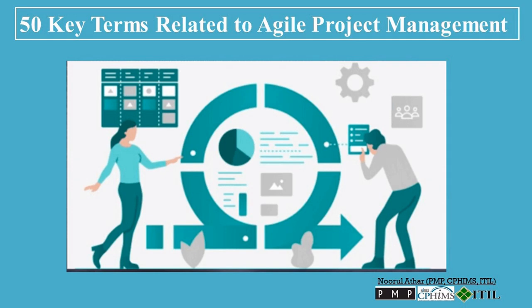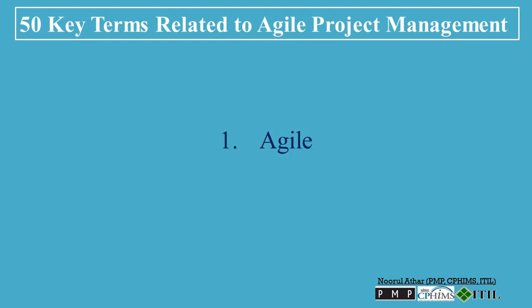In this video we will explore 50 key terms related to Agile project management. 1. Agile, a set of principles for software development under which requirements and solutions evolve through the collaborative effort of cross-functional teams. 2. Scrum, a framework within which people can address complex adaptive problems, while productively and creatively delivering products of the highest possible value.